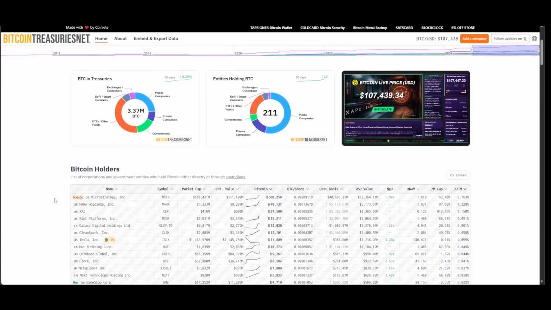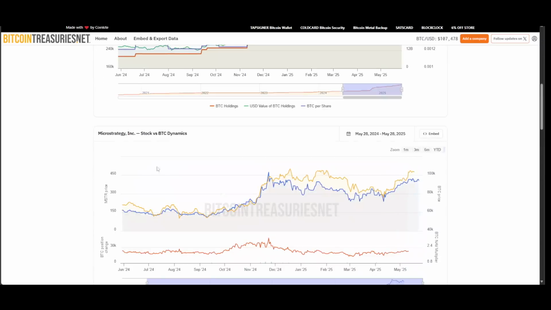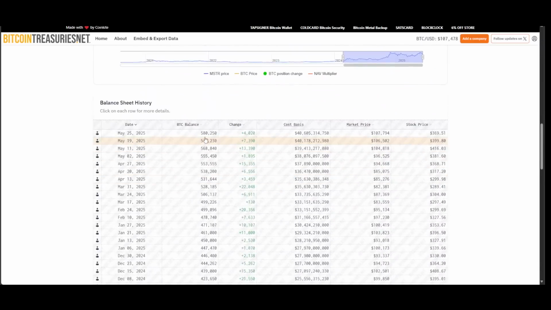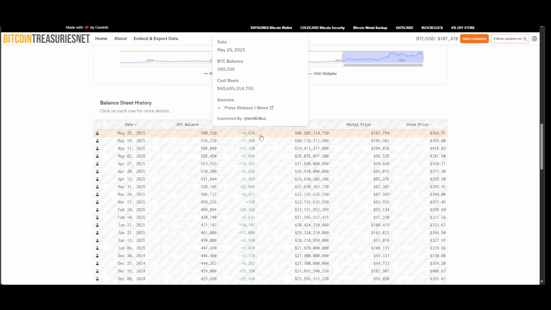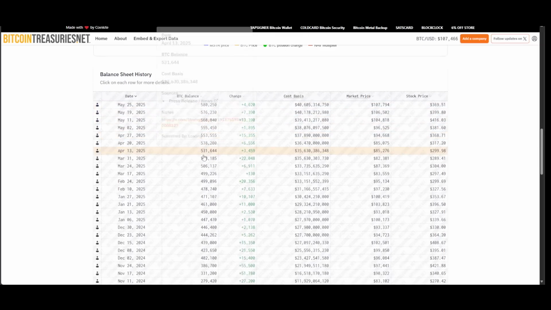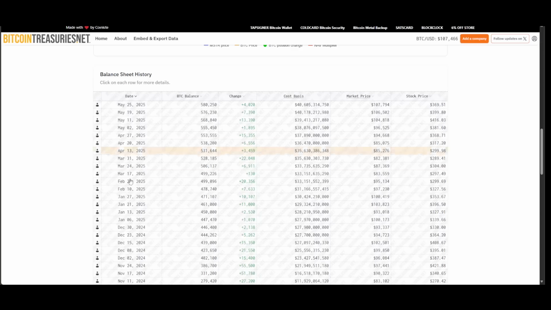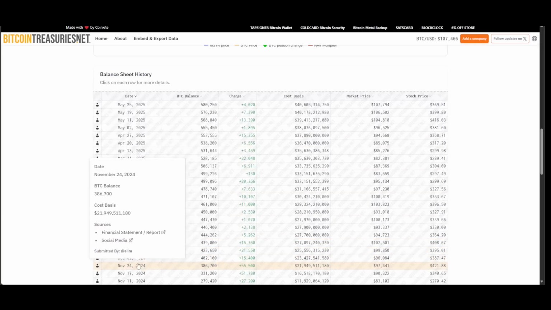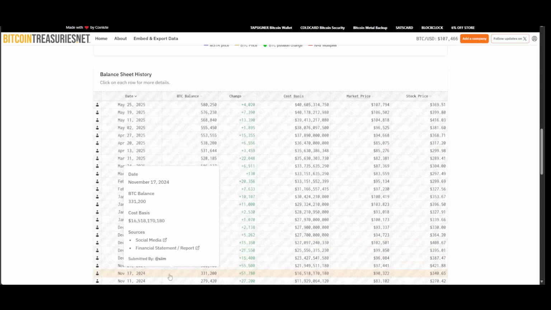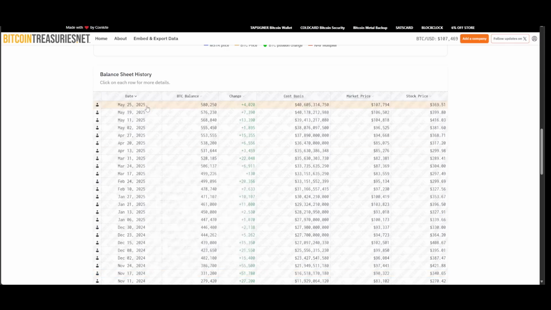Looking at the Bitcoin treasuries list, MicroStrategy did acquire more Bitcoin. Just a few days ago, they got 4,020 to get to 580,250. So let's go back to November. This was the peak, November 21st of 2024. Let's just say November 17th is when they released the last amount and it peaked. They were at 431,200. So that's 150,000 more Bitcoin they own now than they did before.